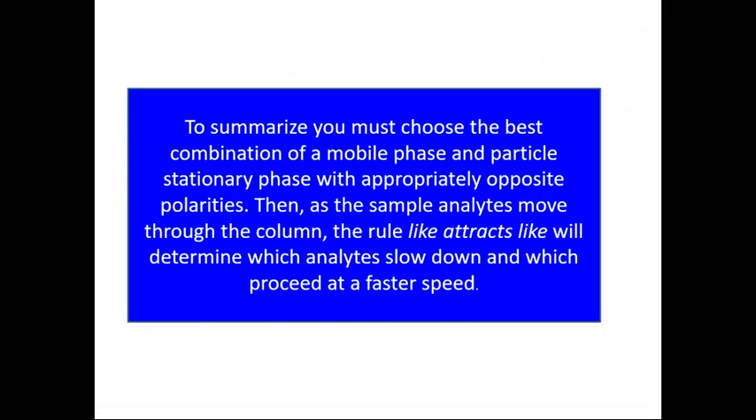So, to summarize, you must choose the best combination of a mobile phase and a stationary phase with appropriately opposite polarity. Then, as the sample analytes move through the column, the rule "like attracts like" will determine which analytes will slow down and which analytes will move at a faster speed. In other words, which analyte will elute first and which analyte will elute later from the column.